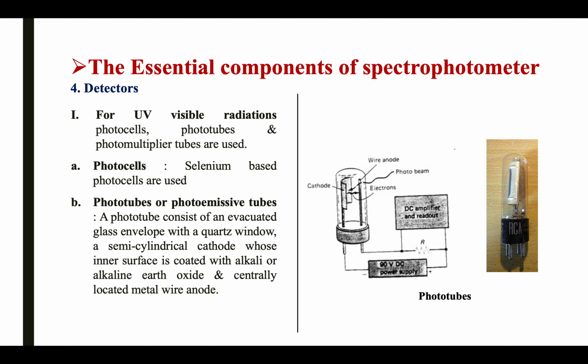So over given in this figure, it's well within the saturated region. Here I have shown also how it looks in real way. It is this much small. RCA is one of the companies who make this kind of phototubes or photoemissive tube detector.